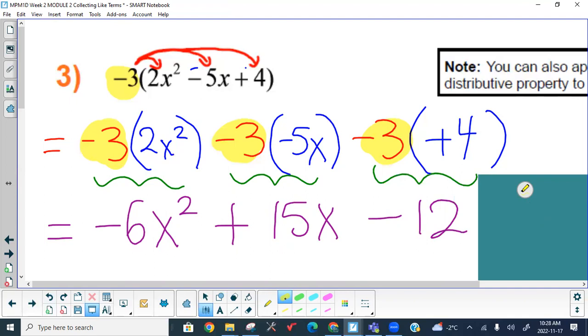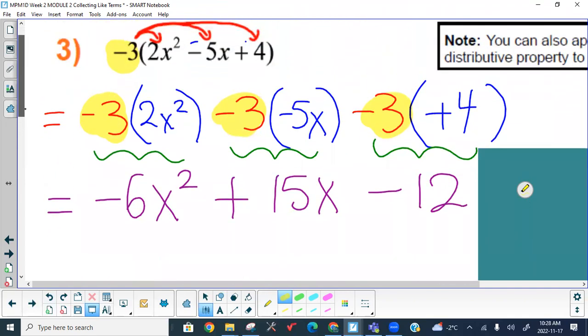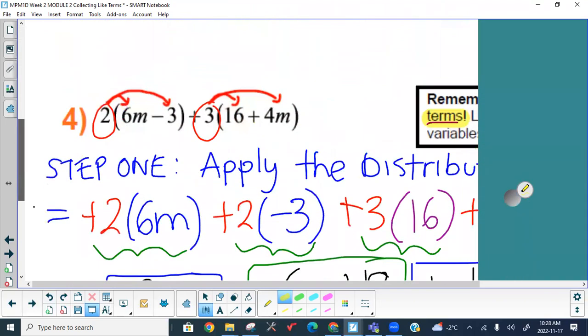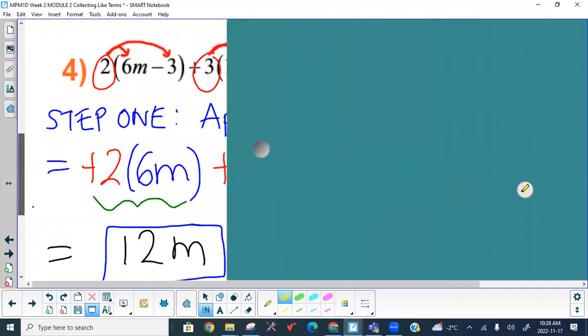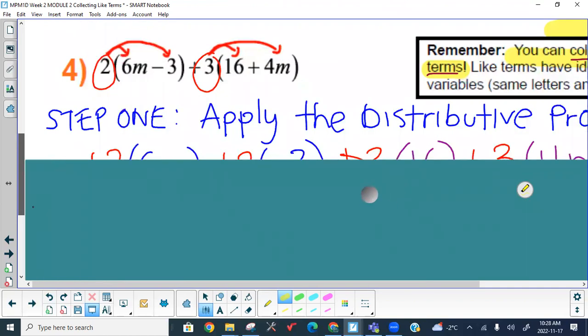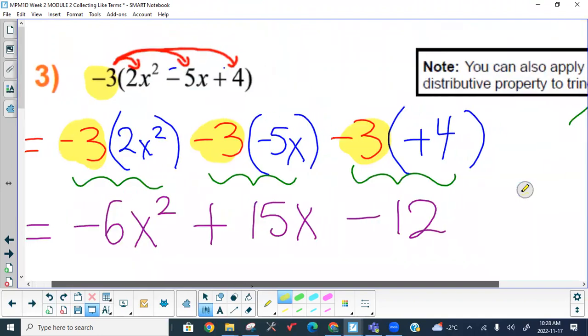Good job. So just like this, I don't want to see just the answer. I want to see you write out the distributive property. Okay. Now this is an example of a very complex distributive property question. Before we get to this, can you write it down? I just want to read the note.